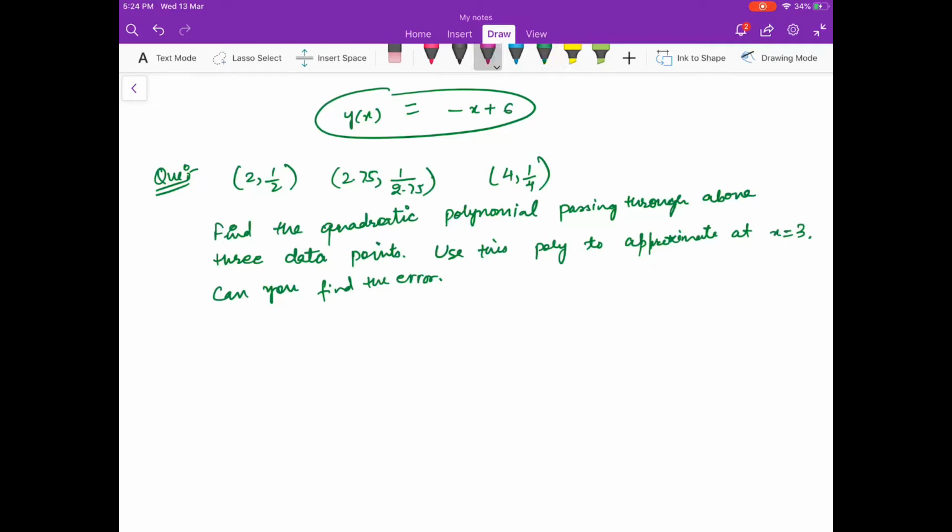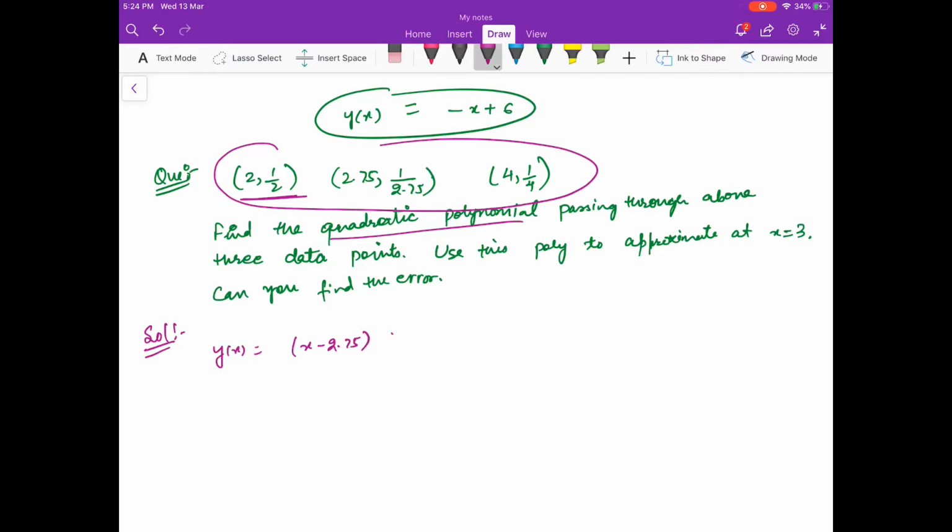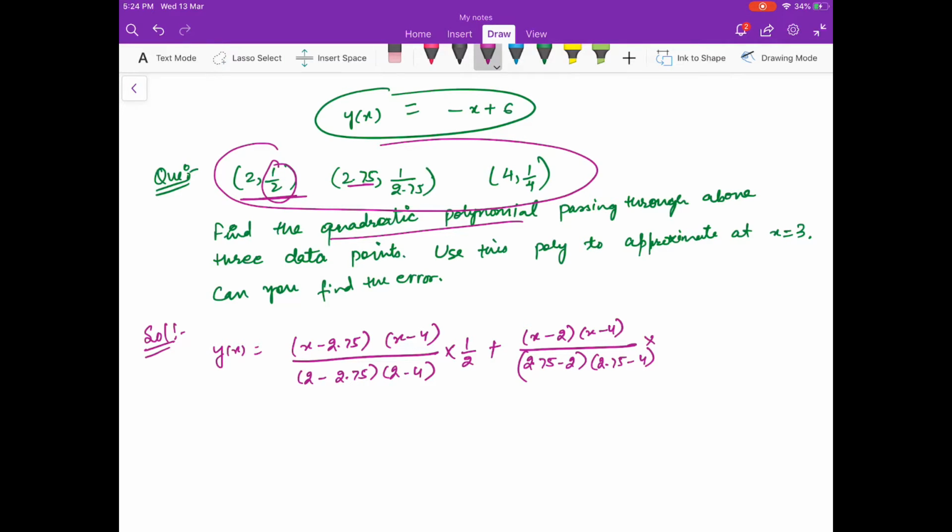Okay, so let us do this problem. First of all, you are given 3 data points and you want to find a quadratic polynomial. So for that you do like this. Your polynomial is going to be, first you don't use the first data point in the numerator, so you have x minus 2.75, x minus 4 divided by, in the denominator you replace x with 2, 2 minus 2.75, 2 minus 4, into the value of the function, that is half, plus, now you don't use the second data point, so you have x minus 2, x minus 4 upon 2.75 minus 2, 2.75 minus 4, into the value of the function, that is 1 upon 2.75.